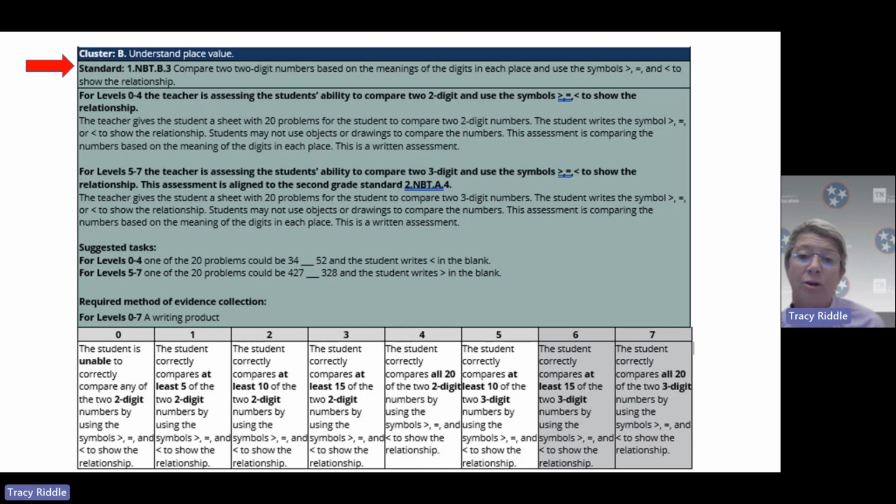Students cannot use objects or drawings for this standard either. This is an assessment comparing numbers based on the meaning of the digits in each place. This is a writing assessment as well.